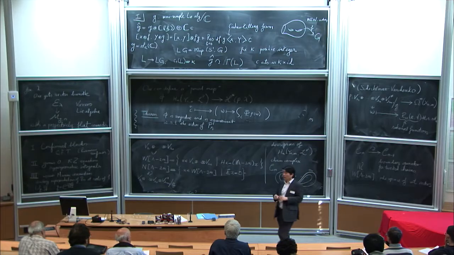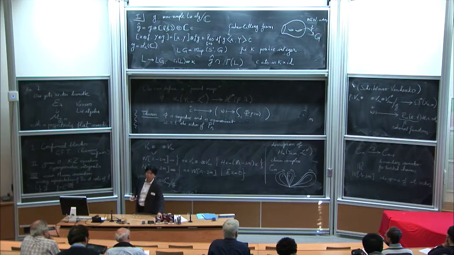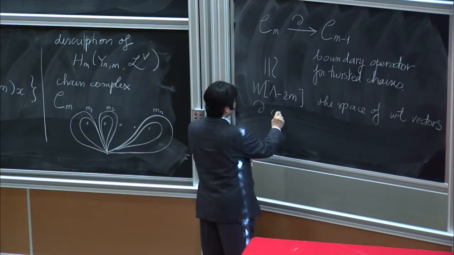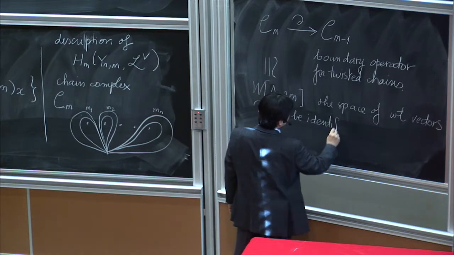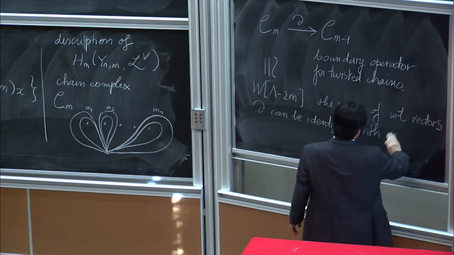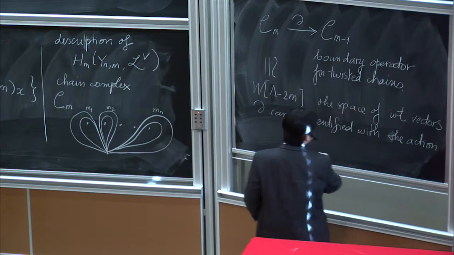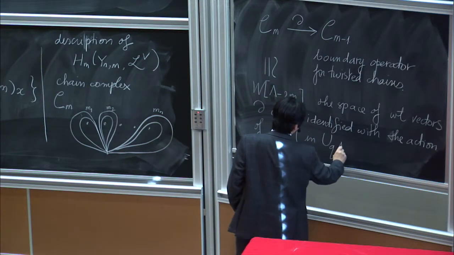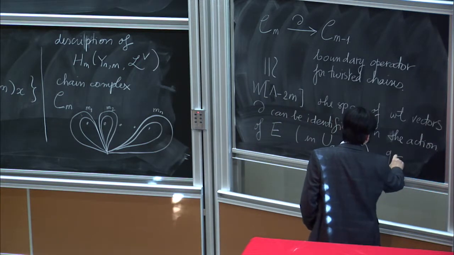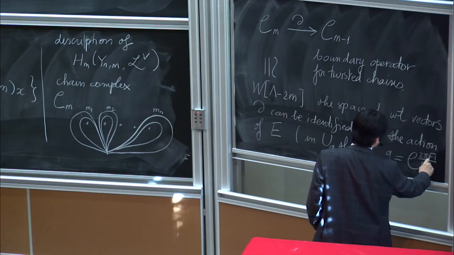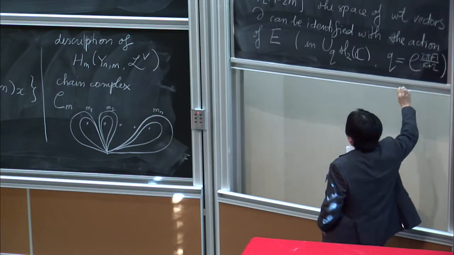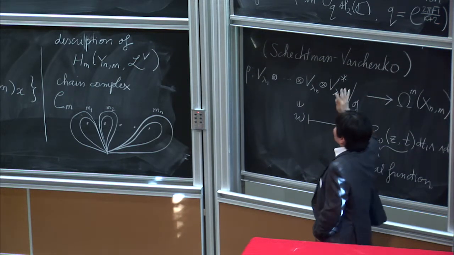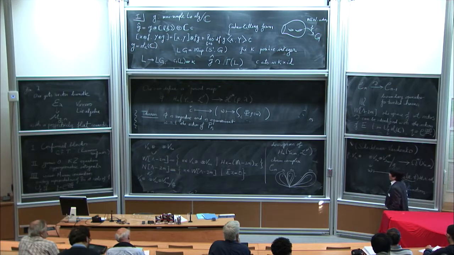And what we can show is that this boundary operator for the twisted chain complex can be identified with the action of, in this simple SL2 case, the operator E in U_q(sl2C), where q is a root of unity. And by using such constructions, one can see symmetry by a quantum group at roots of unity for such a chain complex.